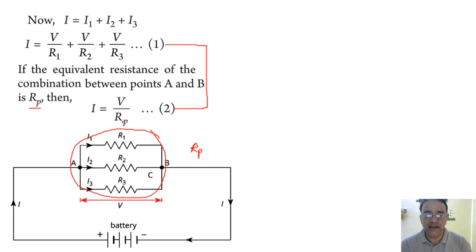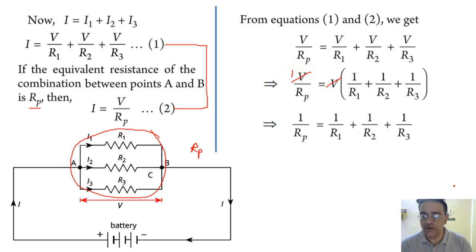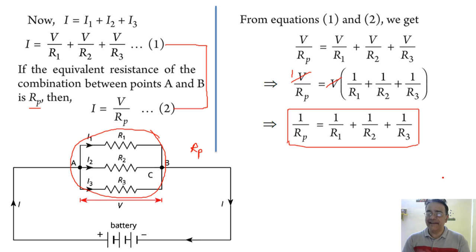So V by RP will be how much? V by R1 plus V by R2 plus V by R3. Now we'll take V common from here. Then the two Vs will cancel, and 1 will come here. So 1 upon RP is equal to 1 upon R1 plus 1 upon R2 plus 1 upon R3. Okay, so this is the formula for the equivalent resistance when the resistances are connected in parallel.